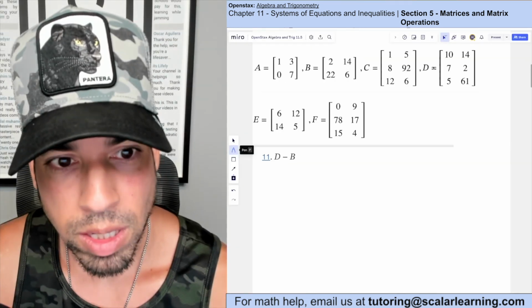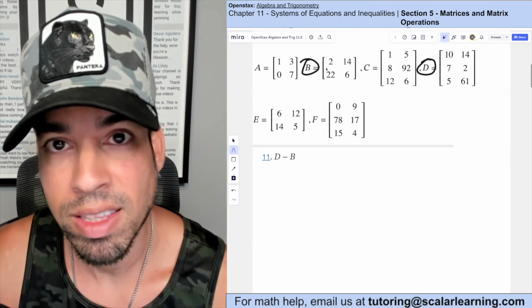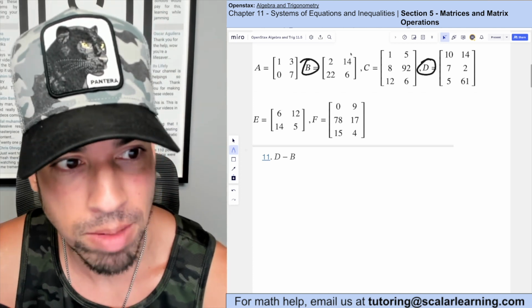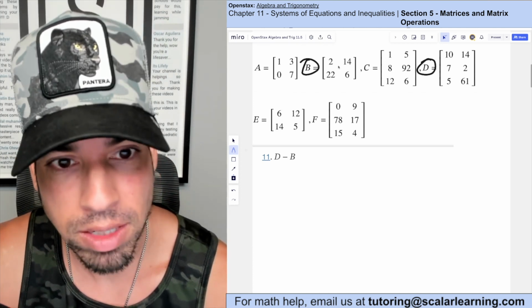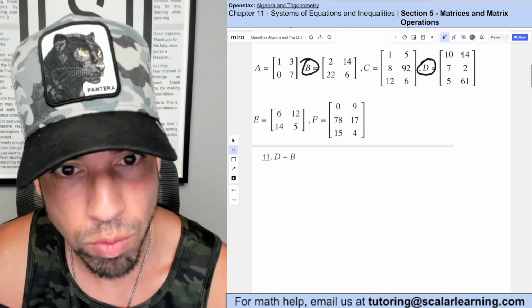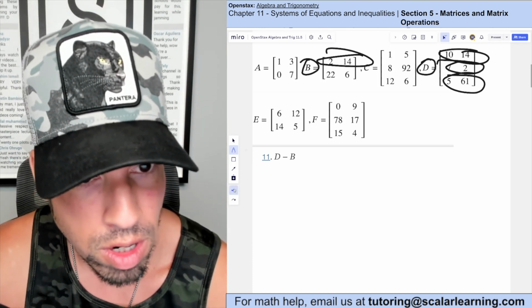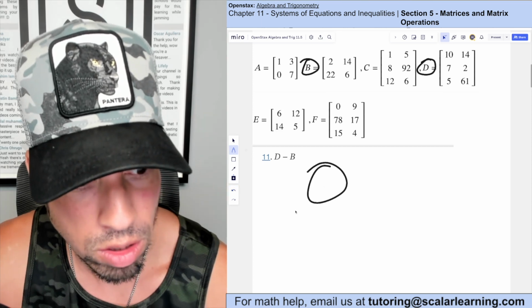Done. For this one, they want us to do D minus B, but here's the thing. In order to do subtraction or addition of two matrices, they have to have the same dimensions. But look, they have the same columns, but different rows, right? This one has 1, 2, 3, and this one only has 1, 2 rows. So this one cannot be done, so we'll say no solution.